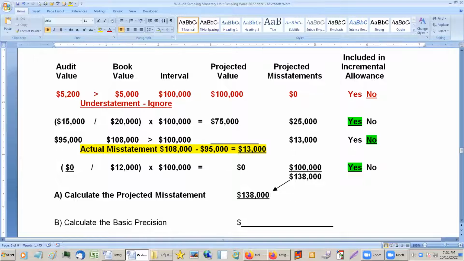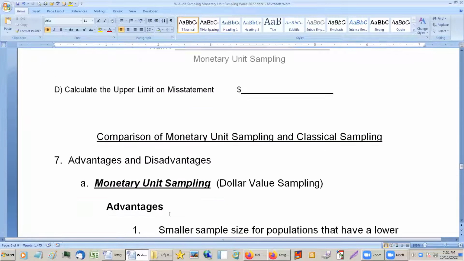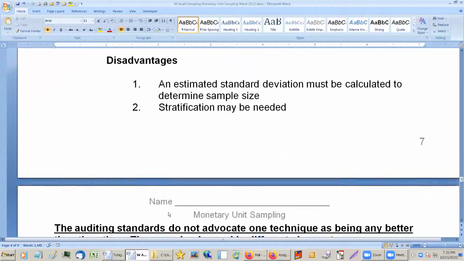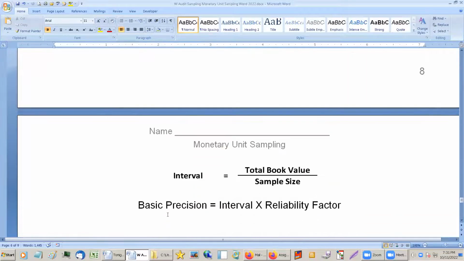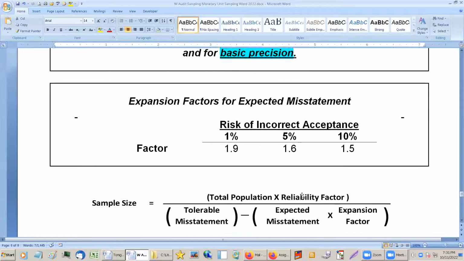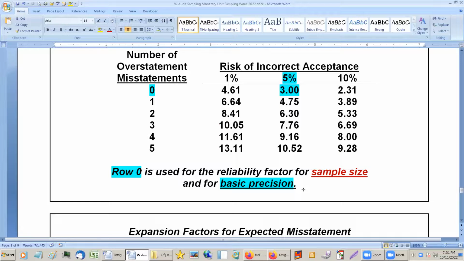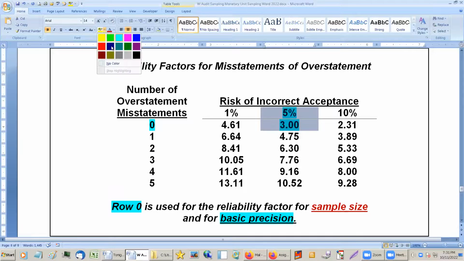Okay, basic precision. I'm going to come all the way down here. Basic precision equals the interval times the reliability factor. And I think on this one, it was 10%.